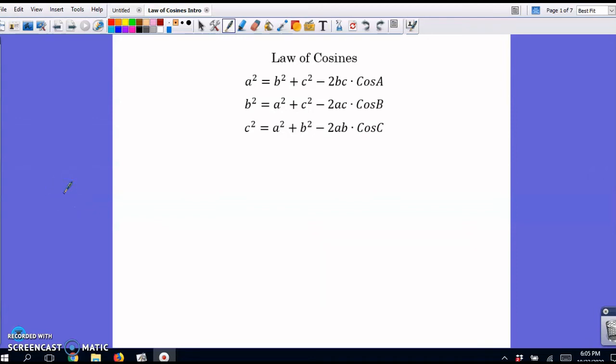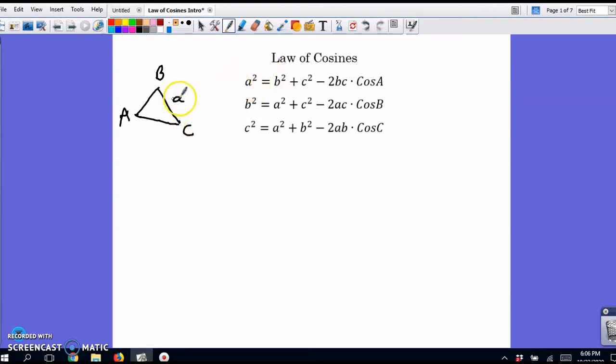All right, so this video is for those who missed the class. It's on law of cosines, and you're going to see three different formulas, but they're all pretty much the same. If you have a triangle A, B, C, then the side across from A, the one between B and C, that's side A.